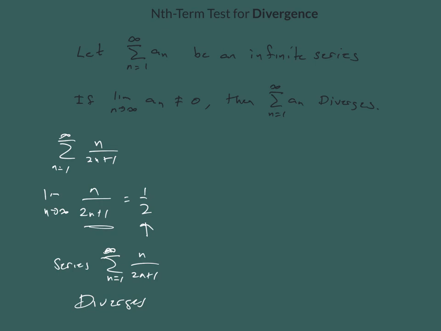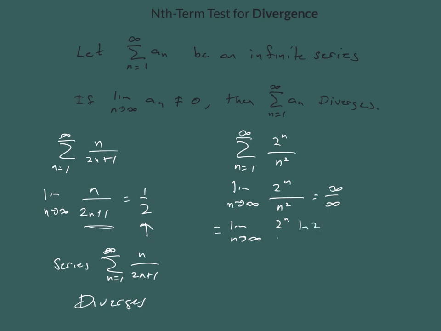Another one we could have, let's say I have the series n equals 1 to infinity of 2 to the n over n squared. Okay, so I look at that one, and I take the limit as n goes to infinity. I get 2 to the n over n squared, which would be infinity over infinity, which I can use L'Hopital's rule on. Well, that's going to end up being equal to the limit as n approaches infinity of 2 to the n times the natural log of 2 over 2n. And again, as n goes to infinity, that's going to end up being infinity over infinity.